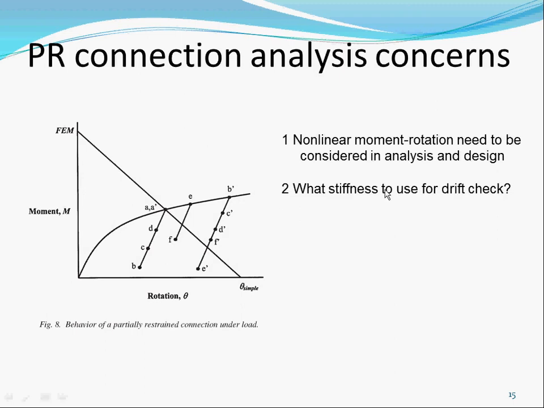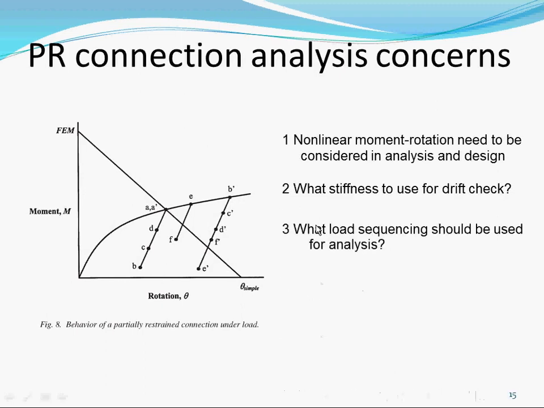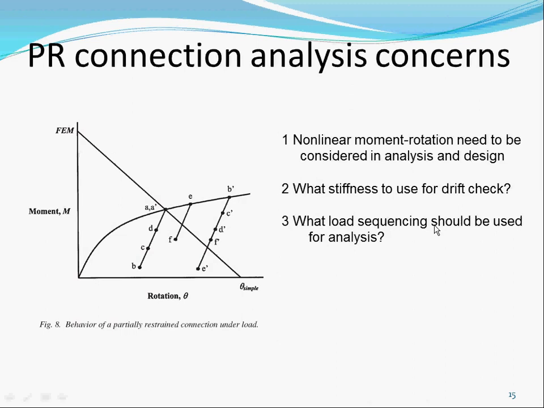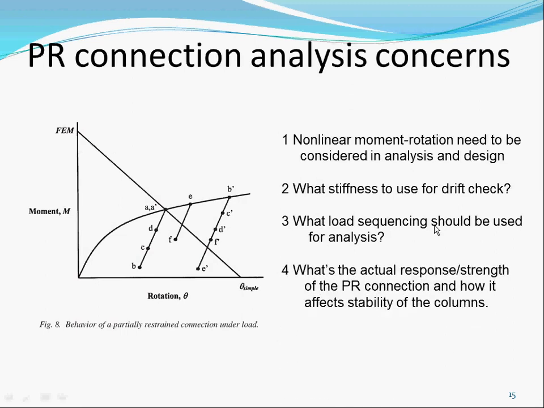What stiffness do you use for drift check? What load sequencing should be used for the analysis? What is the actual response and strength of the PR connection and how does it affect the stability of the columns?